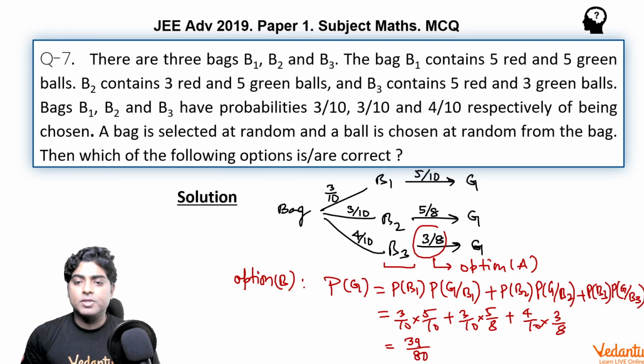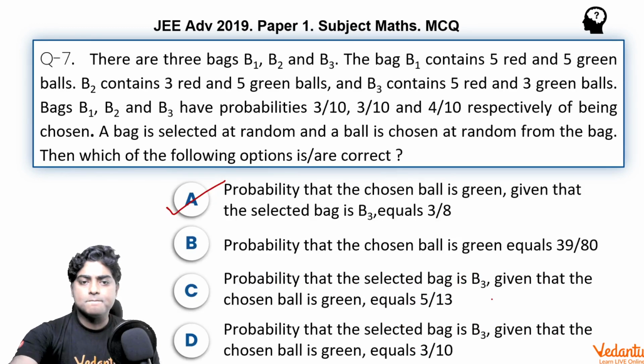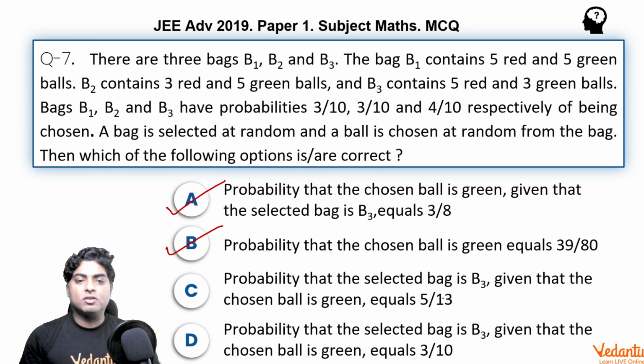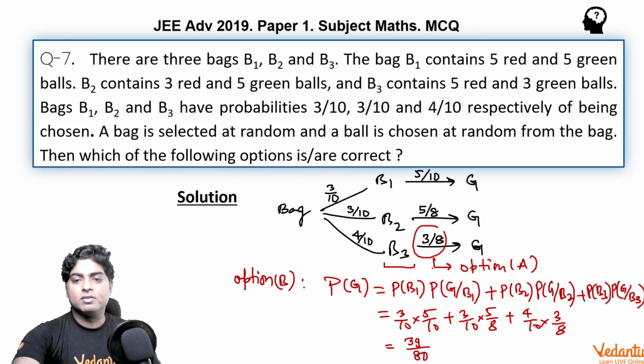So I think option B, 39 upon 80 was given. So option B is also correct, isn't it? For option C or D, we need to find probability of B3 given G, isn't it? So it is reverse conditional probability, B3 given G.